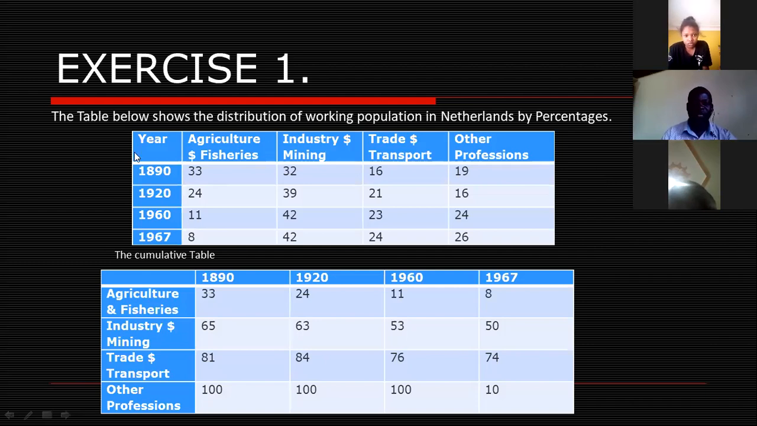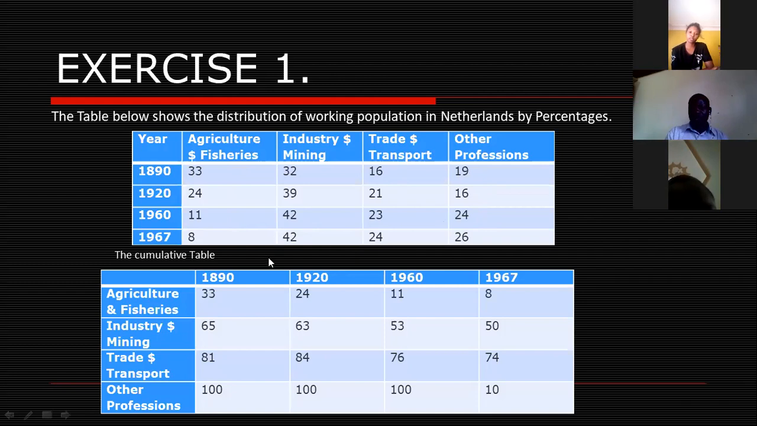And they have already given us the figures. For example, on this side, they have given us what? Years. And then here we have agriculture and fisheries. These ones are the different what? The sectors where people are working. In other words, these are like sectors or departments, which we look at in paper 2 on the other side. And then these figures are given in percentages.